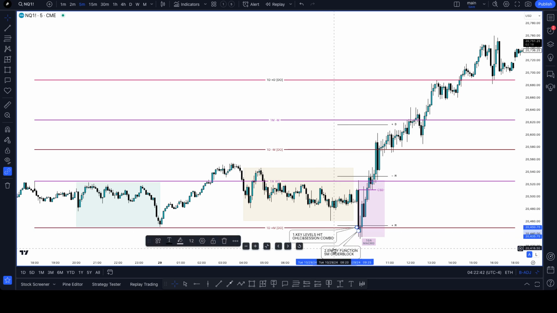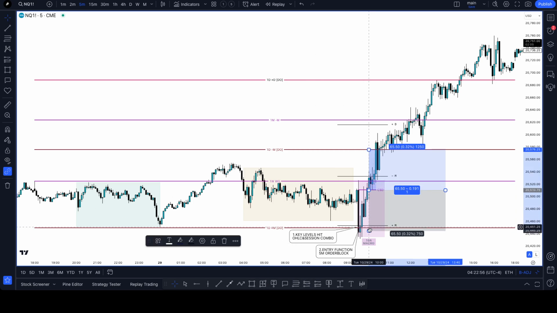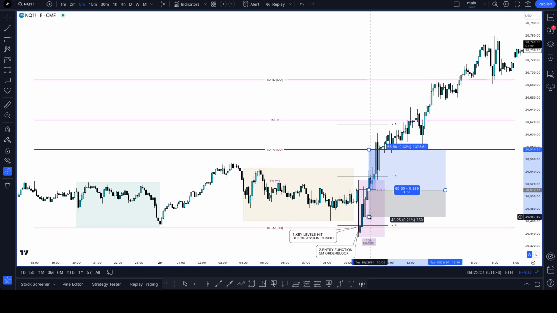Move this across a little bit. So the moment this gets validated, the change in state of delivery gets validated, I would enter right here. And let's mark that out. Boom. My stop will be at this low, or just the down candle's low. And I will target opposing stat map levels, such as this daily, this session distribution, this monthly, and all the way up to this daily distribution.